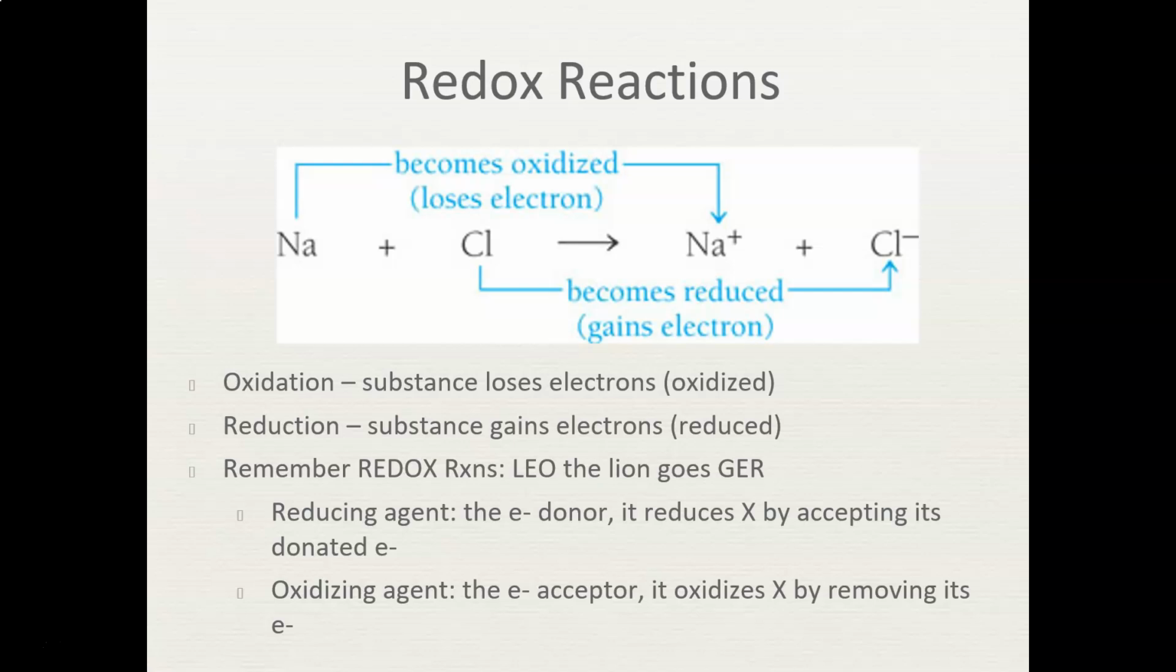A couple other terms you may come across with this are the terms reducing agent versus oxidizing agent. The reducing agent is the electron donor. So it's reducing the other compound by donating its electrons. In the case of an oxidizing agent, the electron acceptor, it's oxidizing the opposite by removing its electrons. So this is typically terms that'll be used on your reactant side of things. So the reducing agent in this case is going to be the sodium because it's donating its electrons to the chlorine. The chlorine is the oxidizing agent because it's being the electron acceptor.